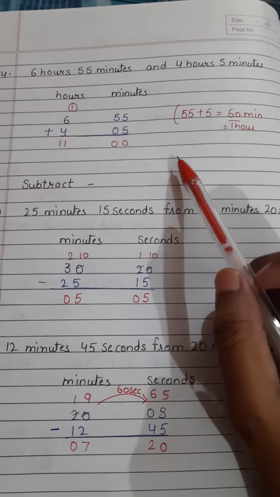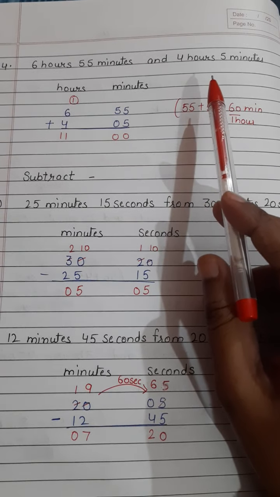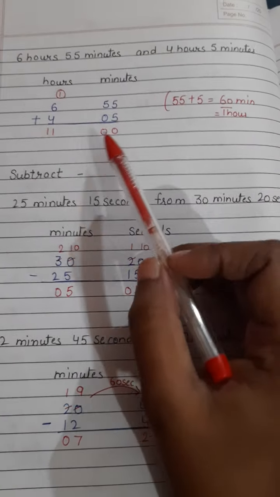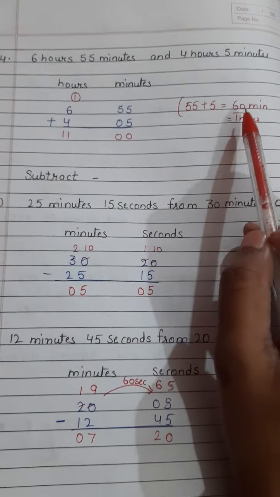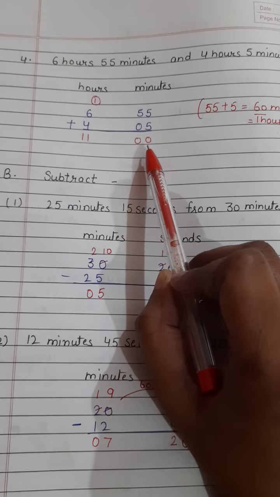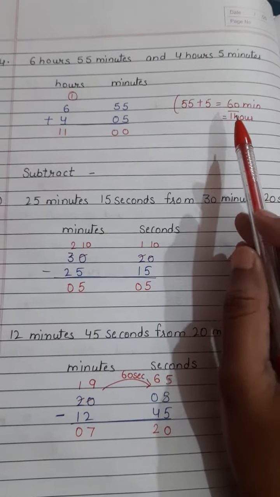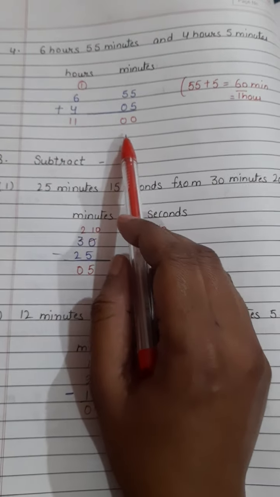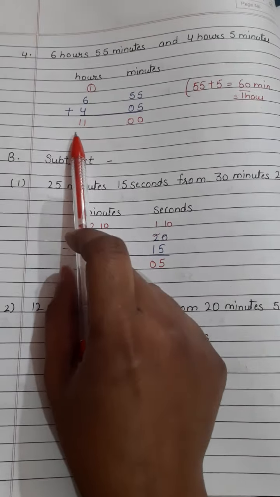Look here, one more. This is 6 hours 55 minutes, and this is 4 hours and 5 minutes, right? So 55 plus 5, what will come? 60. Is 60 coming? But you know 60 minutes is equal to 1 hour. I told you that if 60 comes, or more than 60 comes, we can give 1 hour as carry. So we are giving 1 carry here, and here we will write 0 0. 6 plus 4 is 10 and plus 1 is 11. So how many hours are there?